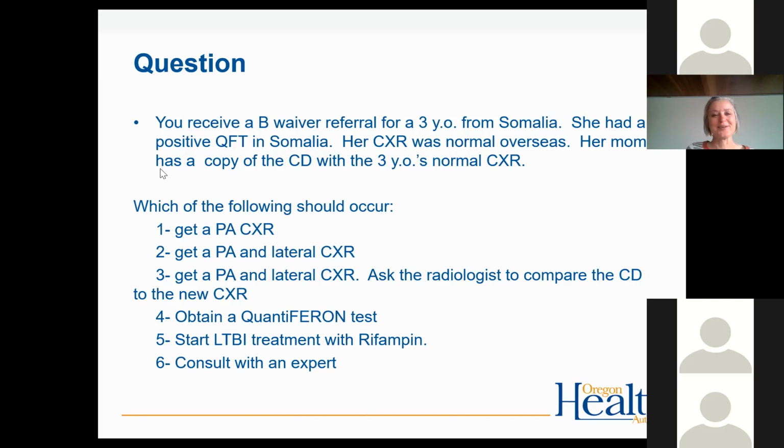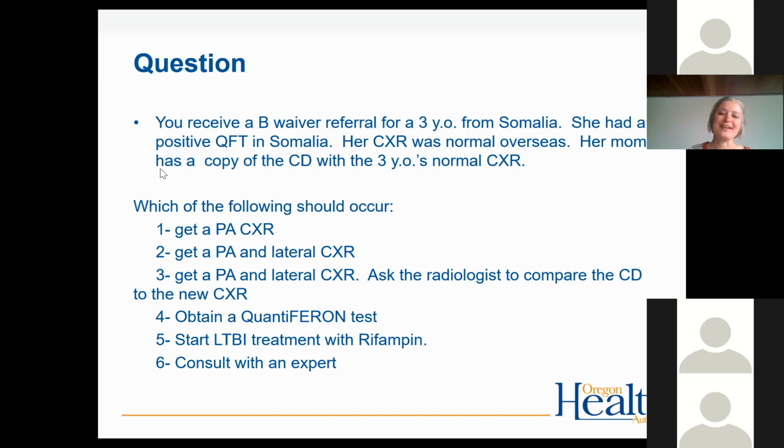I don't necessarily know the right answer, but I think obtaining a new quantiferon test could definitely be a good idea. And if I got it back and it did not match the quantiferon test overseas and that it was negative, I personally might go to STIX and consult with an expert and say, hey, what do you think? Should we get another quantiferon test? Should we treat this child anyways? What should we do? Just to be on the safe side. So that's my take on it.